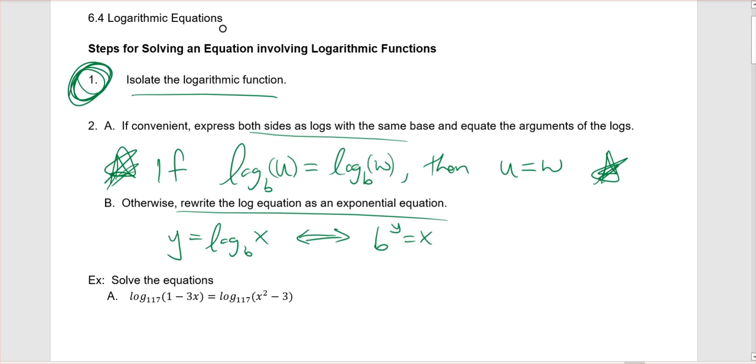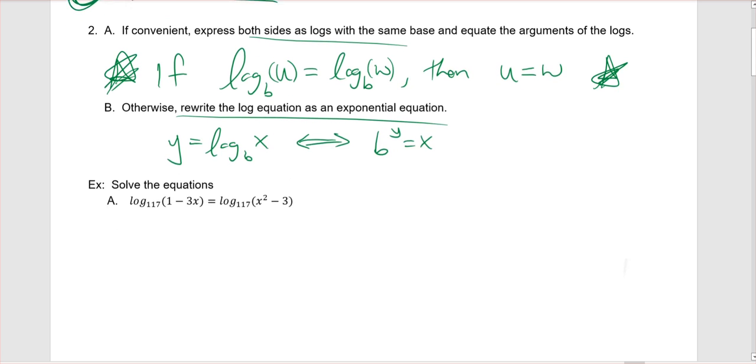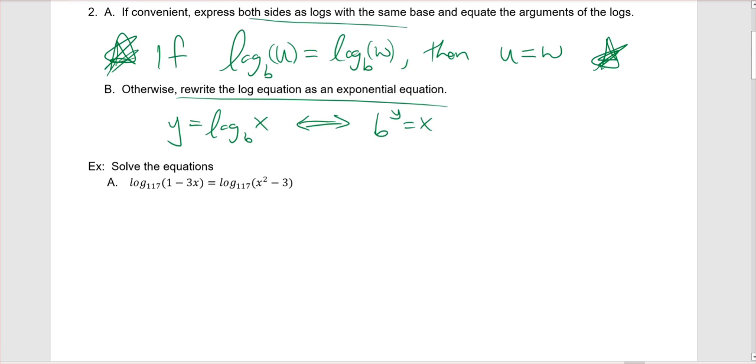So, general strategy wise, we want to get the logarithm stuff alone, and ideally we want to have the same log base whatever on both sides. We do have that in this case. So that means that I can equate the arguments. Log base 117 of this is equal to log base 117 of this. So those things have to be the same. Well, that tells us 1 minus 3x has to be x squared minus 3.